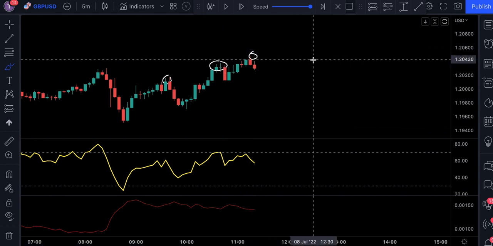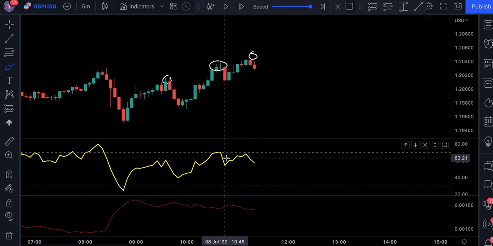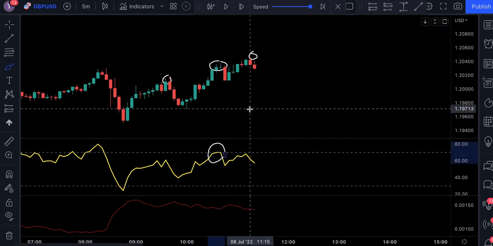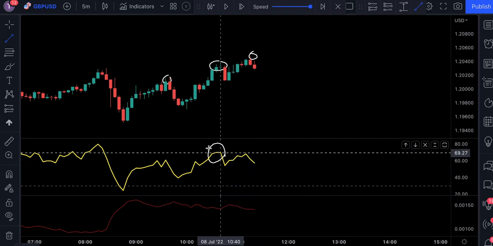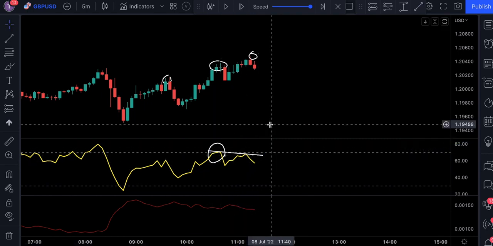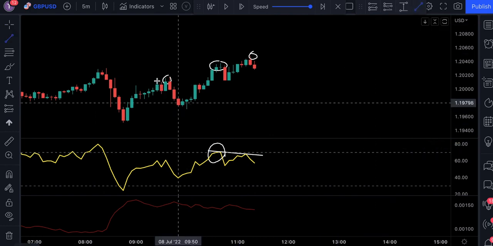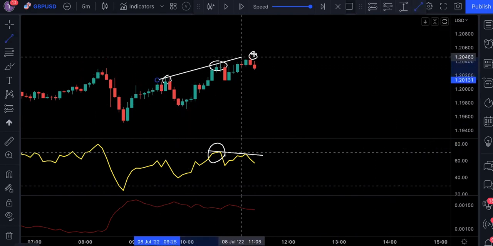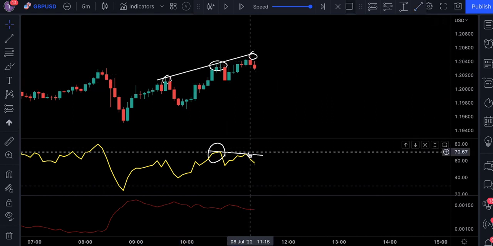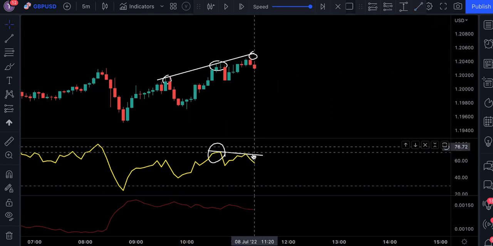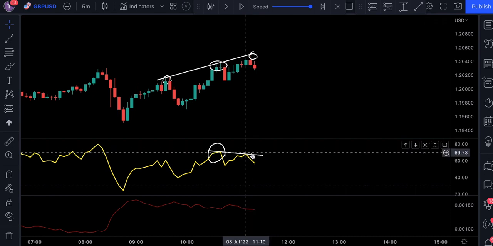The RSI indicator has to get into overbought area. We also need to have a bearish divergence on the RSI where the indicator is making lower highs. So the price action is making higher highs, but the indicator is making lower highs. And now, very important rule, the second RSI peak does not have to be in the overbought area. It has to be below the 70 level.